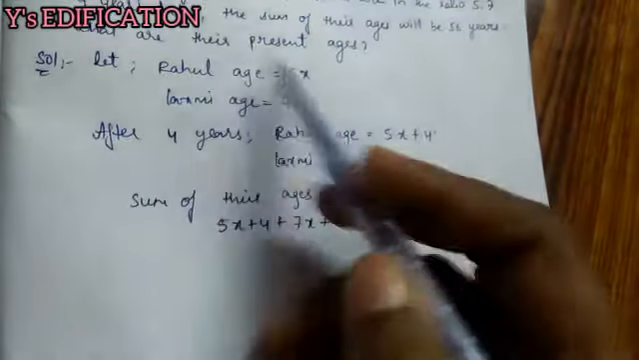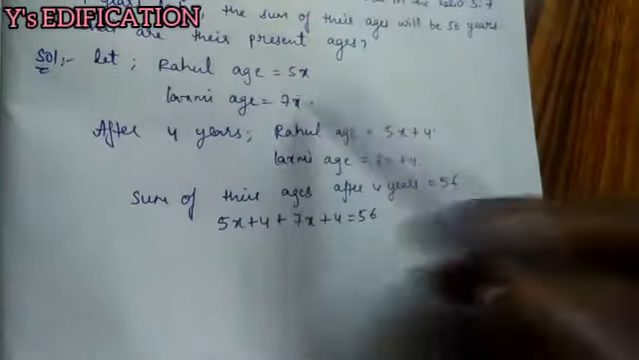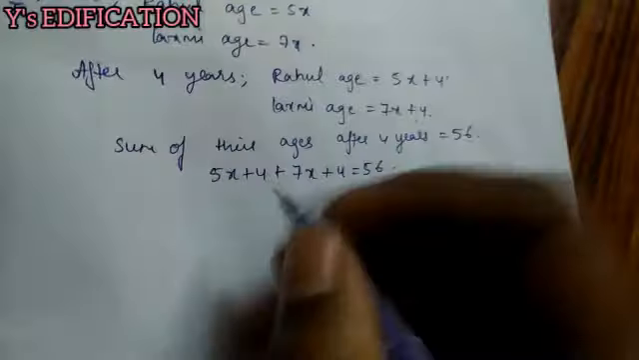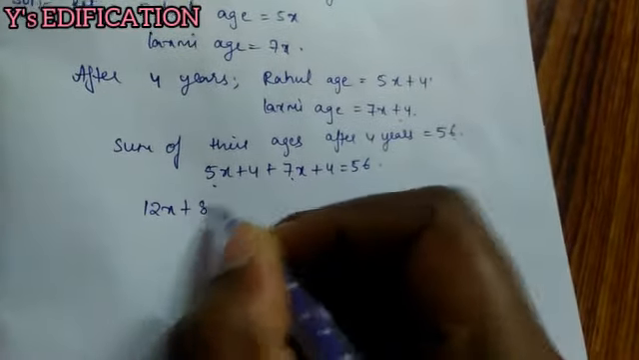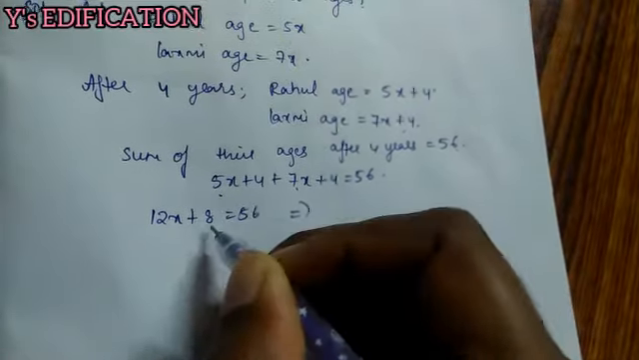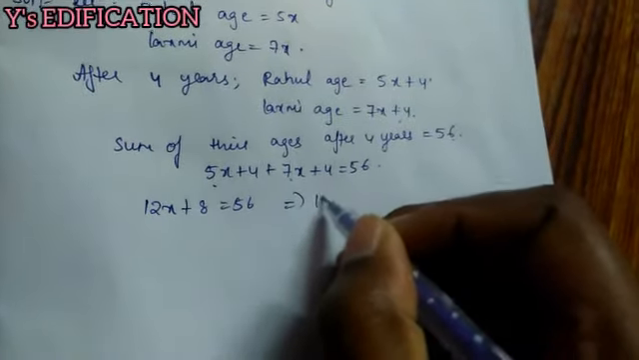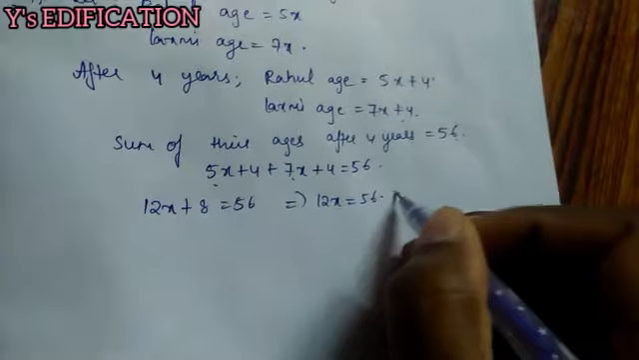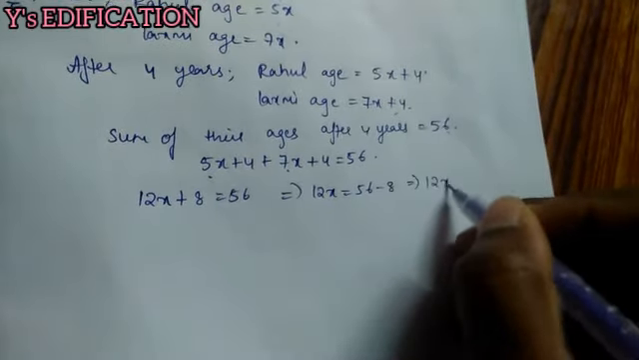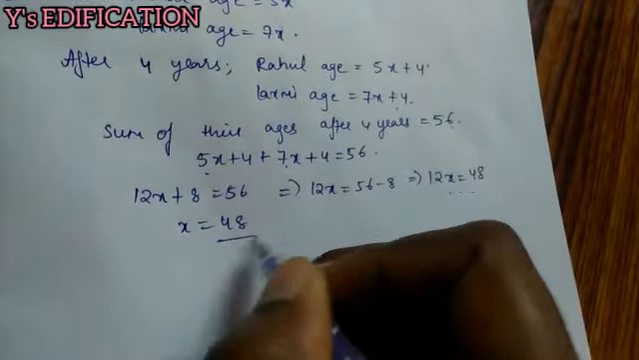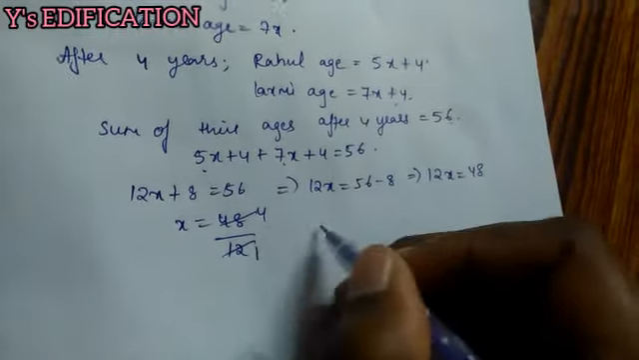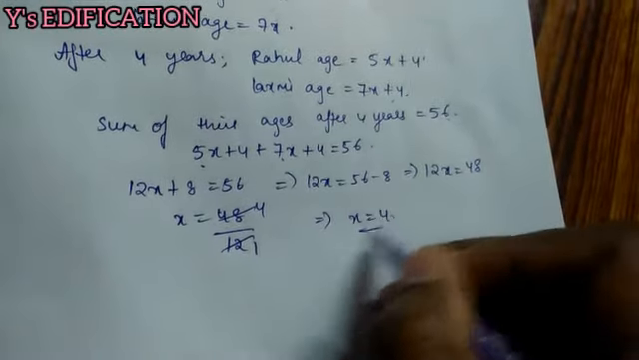Okay. What are the present ages? We have to find the 5x and 7x values. So what is 5x plus 7x? 12x plus 4 plus 4 is 8, equal to 56. Transpose this 8 to the RHS side. So 12x is equal to 56 minus 8. That means 12x is equal to 48. So what is the x value here? 48 by 12. 12 into 4 is 48. So x is equal to 4.